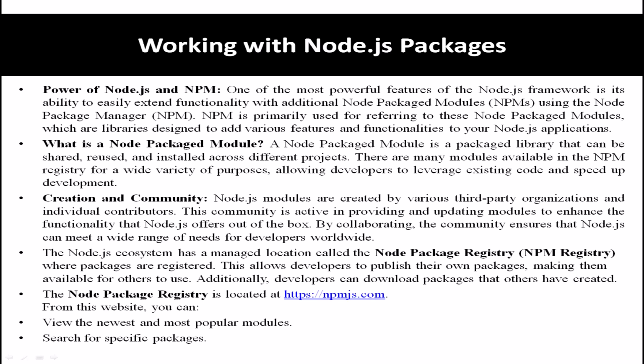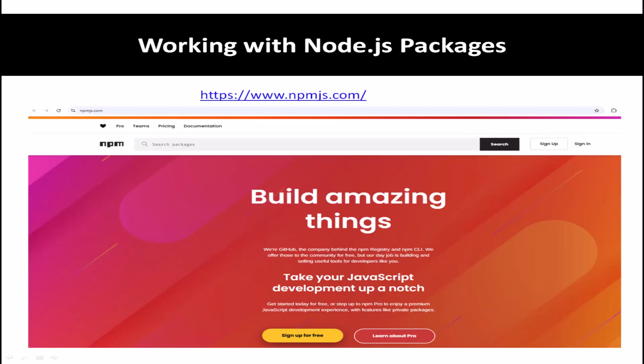So next, the node package registry, where packages are registered, allows developers to publish their own packages, making them available for others to use. You can go to the website npmjs.com, and if any particular registry files are missing, you can download them, and you can check the popular modules and packages also.